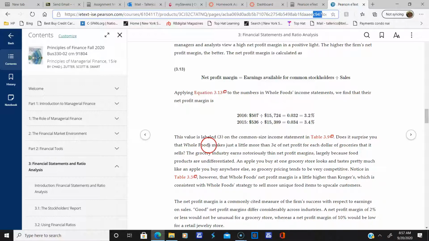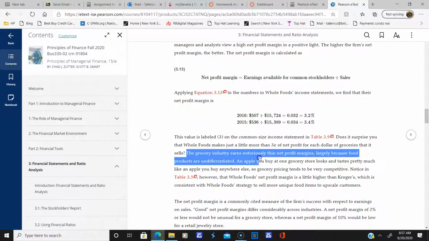So does this surprise you that Whole Foods makes just a little more than 3 cents of net profit for each dollar of groceries? You can see they have very thin margins. So you can see what they say here: the grocery industry notoriously has thin net profit margins. Okay.